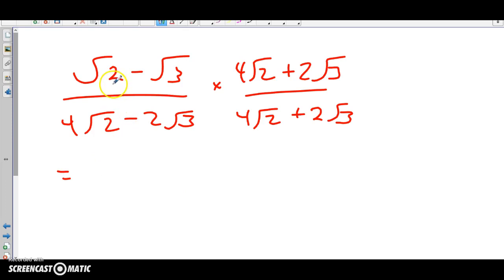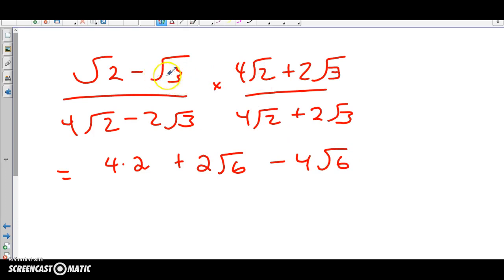Okay, so if I play around with this, now I have to do some major foiling on the top. So it'll be this term times this term. That's going to be 4 times root 2, so that's going to be 4 times 2. Next, I have this times this. That's a 3 here. So first outsides is going to be plus 2 root 6. Insides are these 2. That's a 1. So 1 times 4 is 4. So that's going to be minus 4 root 6, because 3 times 2 is 6.